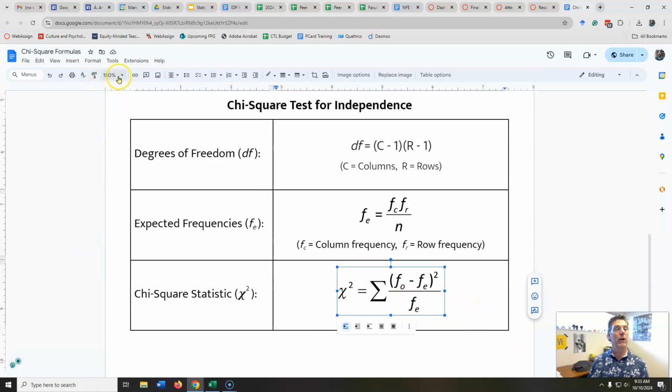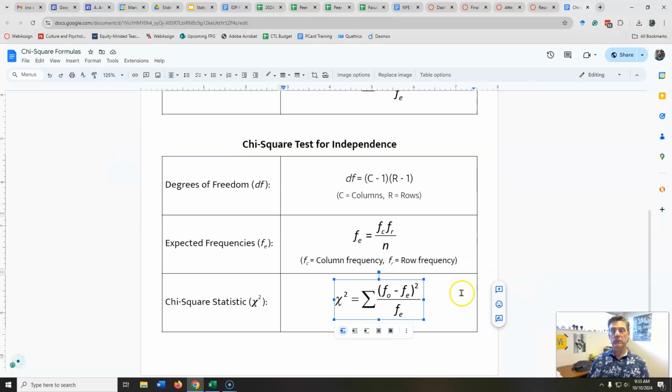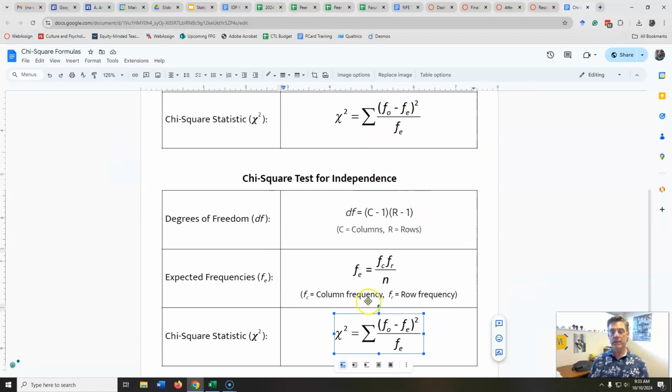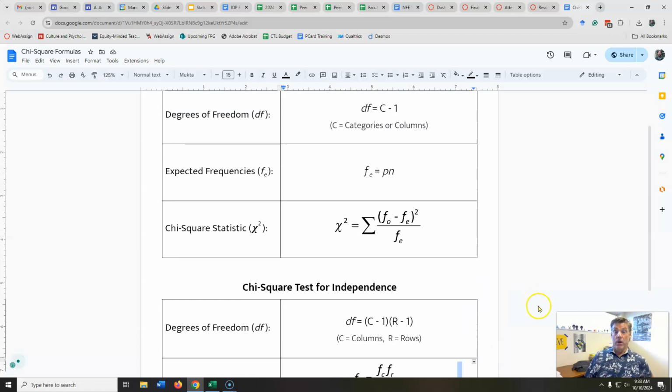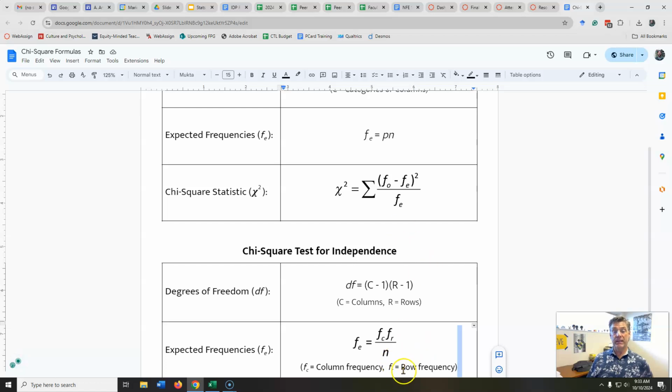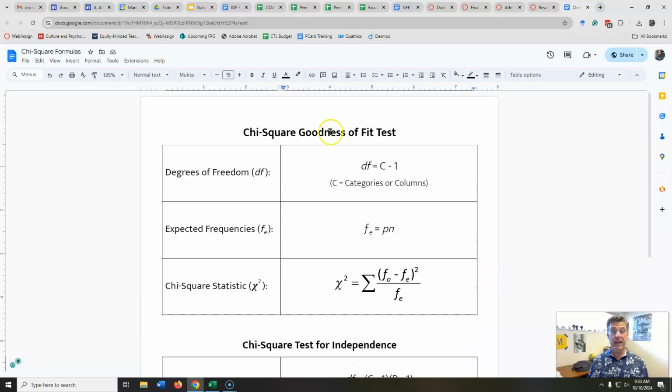Okay, so let me just zoom out here a little bit. So these 2 formulas are exactly the same. What is different, though, is the degrees of freedom are different for the 2, and the expected frequencies are different. And so this sheet of paper would be really helpful because you first have to decide, are we doing a goodness of fit chi-square or a test for independence chi-square, and then you'll use the appropriate formulas.